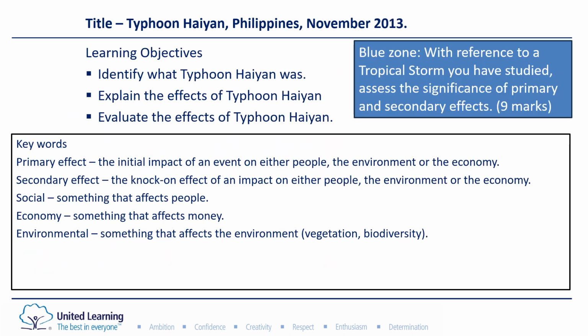So let's crack on. Today we're going to identify what Typhoon Haiyan was, explain the effect, and then judge the effects of it, which links to our blue zone with reference to a tropical storm you have studied. Assess the significance of primary and secondary effects. What we need to do first is pause the video again and write down the keywords of primary effect, secondary effect, social, economy and environmental.